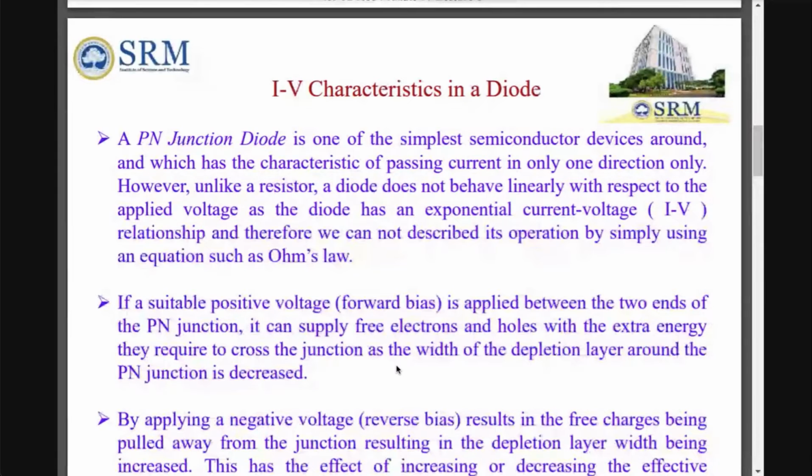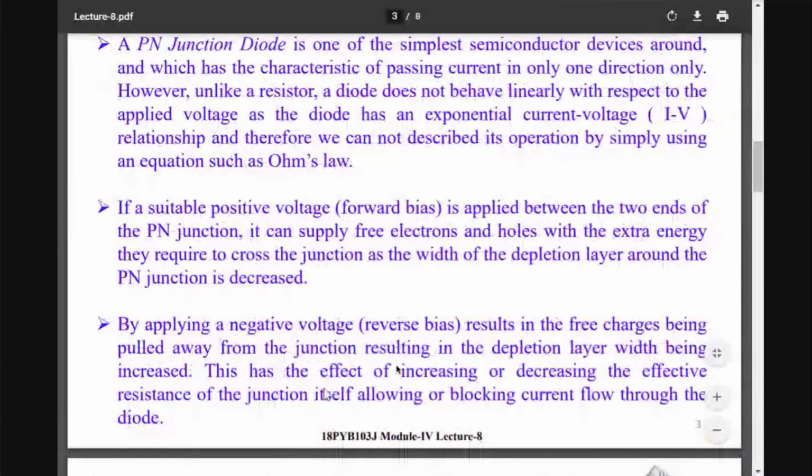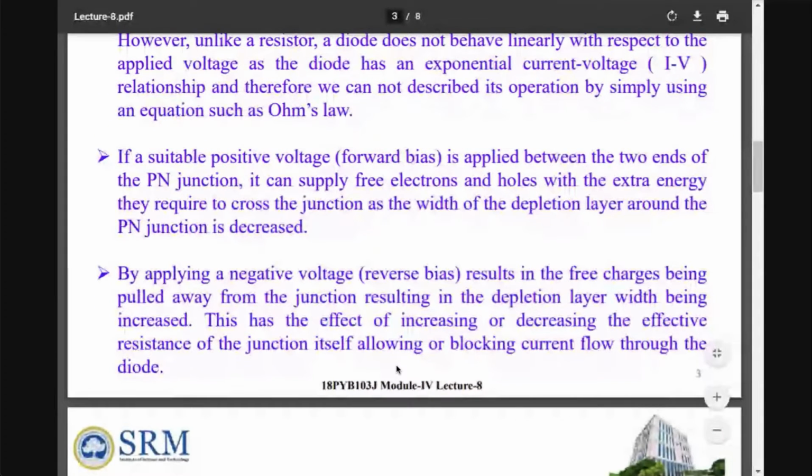Due to this, the width of the depletion region goes on decreasing. There is no doubt, because like charges repel each other, so they push the depletion region to both sides. The region goes on decreasing, and when the applied input voltage exceeds the potential barrier, for example 0.7 volt for silicon or 0.3 volt, there is simply no potential barrier. At that time the majority charge carriers can very easily cross the junction, as the width of the depletion region around the PN junction has decreased.